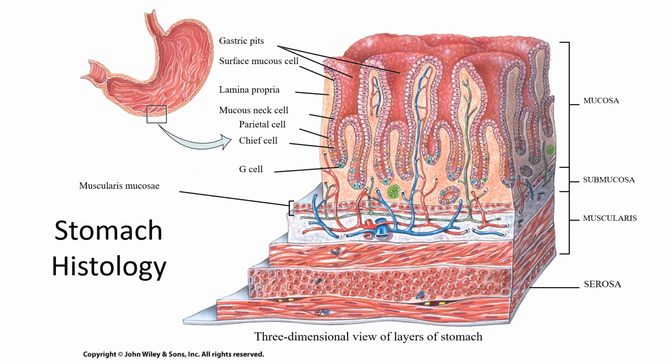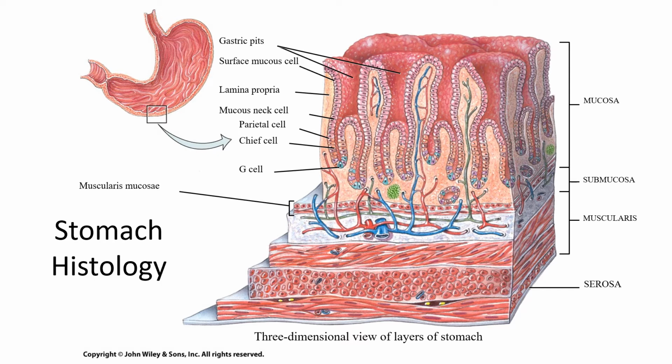The stomach has a very, very thick muscularis layer, thicker than any of the other organs of the digestive system. And you can see three distinct layers where we have fibers and muscles that run in different directions. And that's so we can squeeze the stomach every which way and churn that chyme.